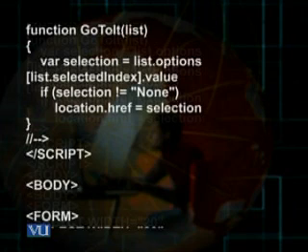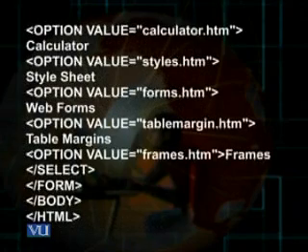Then there is an if statement, you can see, which says that if selection is not none, that is the first option here, then location.href equals selection. In other words, the value of the selection variable should become clickable. Note the word location here refers to another predefined browser object. Also notice that closing of the option tag is optional here. So in this way, using JavaScript, I can make different options of my selection list clickable.